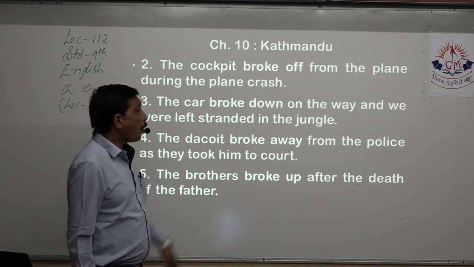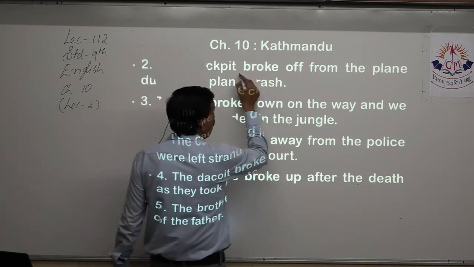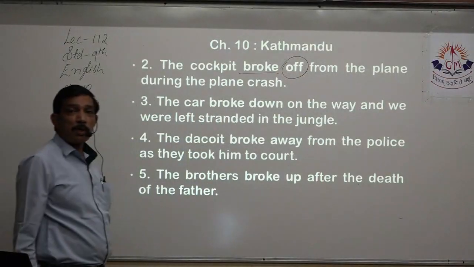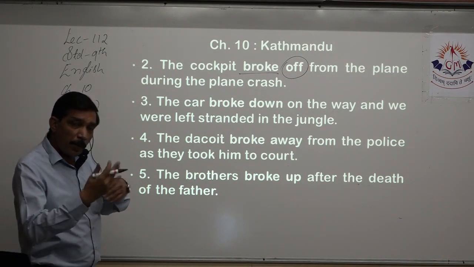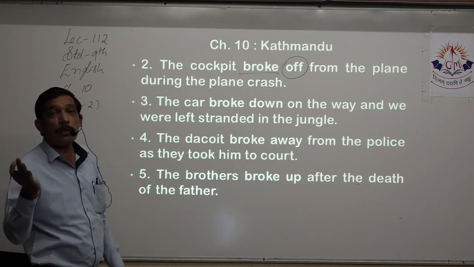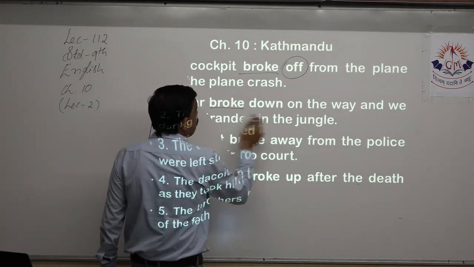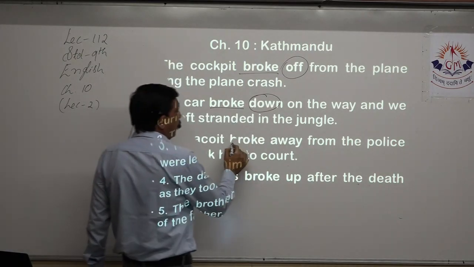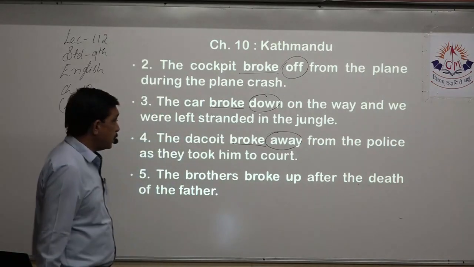The dacoit broke away from the police. Now everywhere we have the same thing. We have the verb as broke, but the preposition keeps on changing, right? With the same word, when the preposition changes, we have a totally different meaning. In the same way, broke is there, the preposition changed again, down. Same way, broke is the same verb, but away is the preposition then.